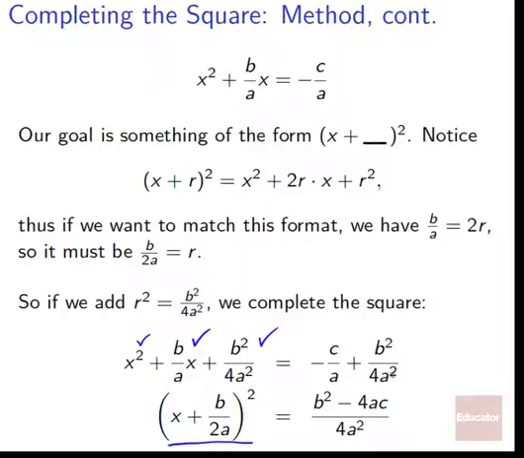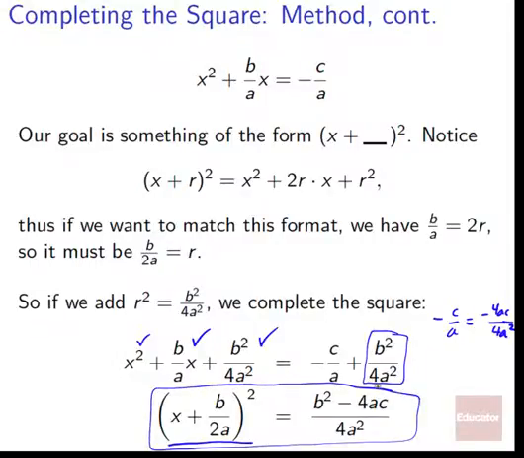And we added this b squared over 4a squared to both sides. Can't just add it to one side. And so that will collapse into b squared minus 4ac over 4a squared, because we've got negative c over a. So that becomes negative 4ac over 4a squared, so we can get them on a common denominator. So we've completed the square. Great.